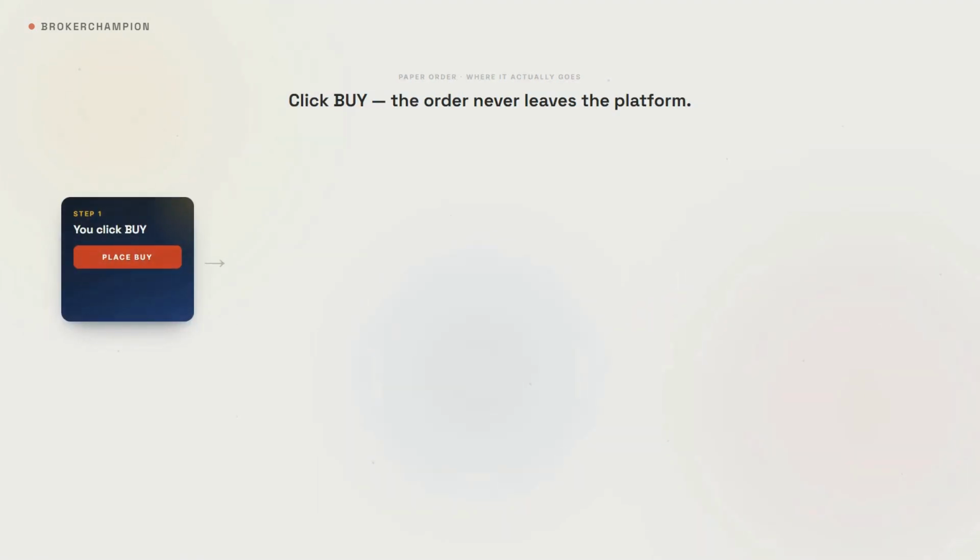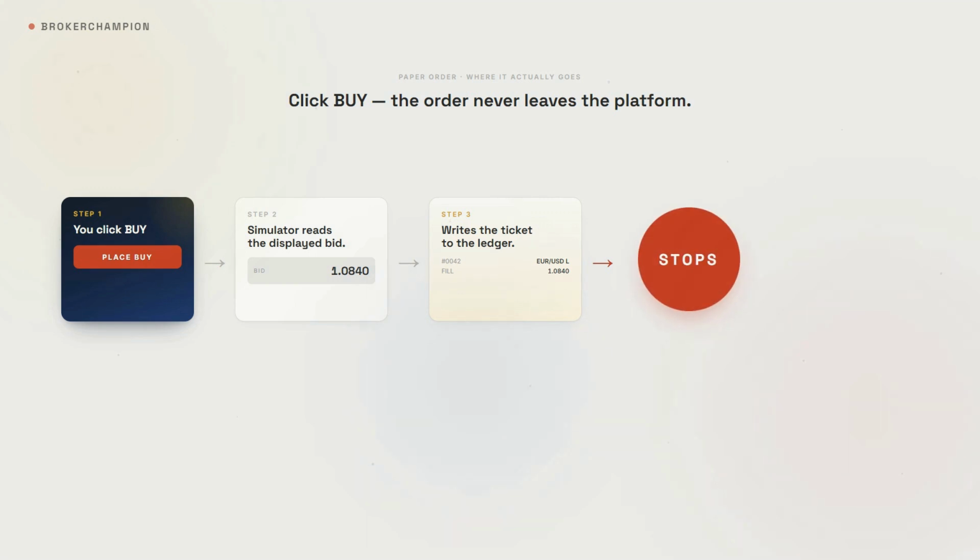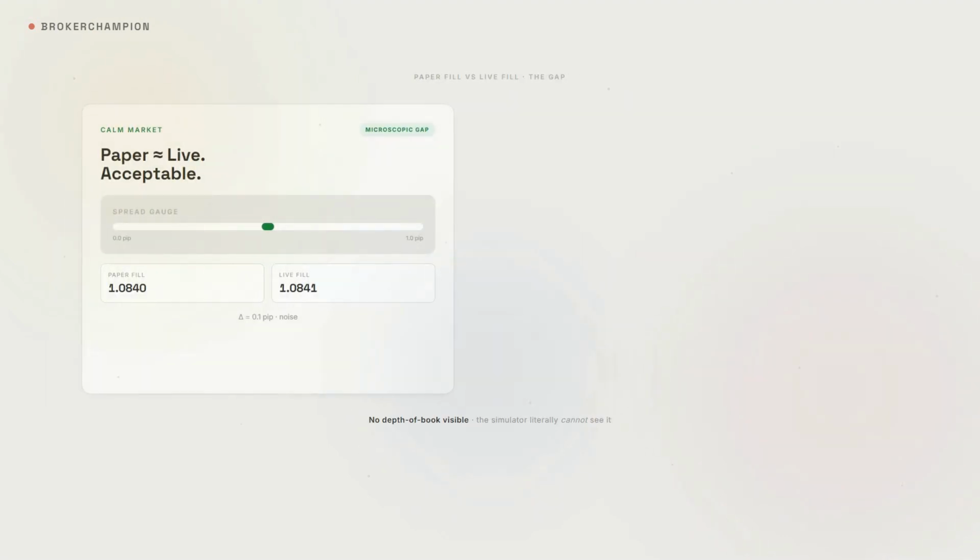When you click buy on a paper account, the simulator looks up the displayed bid or ask, writes that price into the virtual ledger, and stops. The order never leaves the platform. No book, no counterparty, no latency. The fill is instant at exactly the price you saw on screen. That's fine for learning workflow. It is not fine for predicting live P&L.